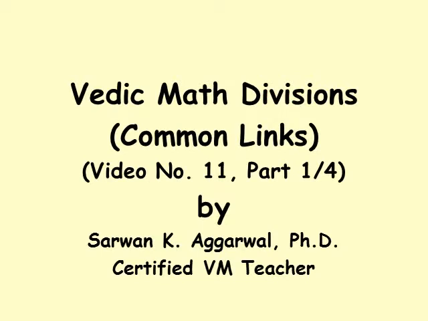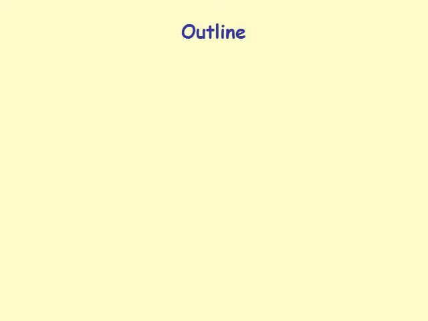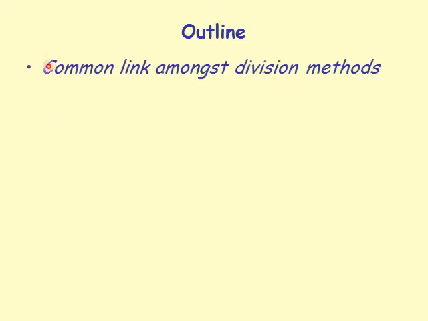Okay, let's continue. It's video number 11, part 1 of 4. Let's look at the outline here. The first section is about common links amongst division methods, trying to compare the division methods we have used and will use, and trying to find a common link. Okay, let's find out. That's next.